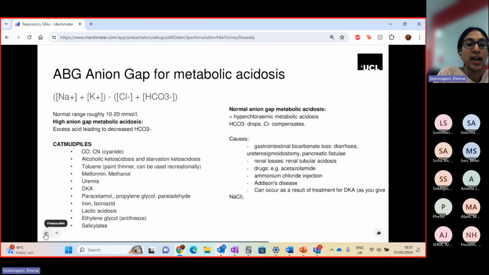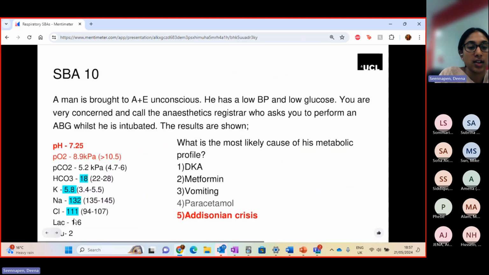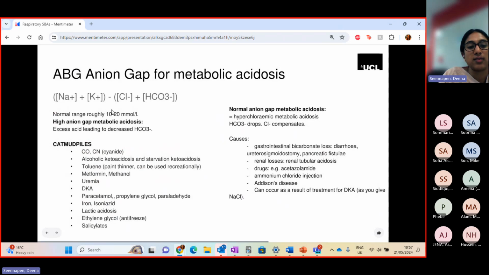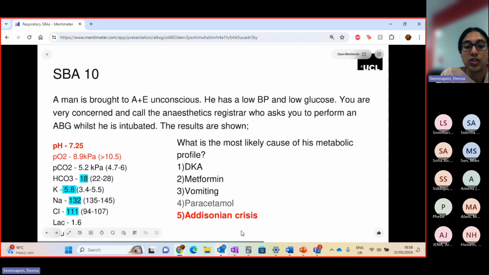So working out your anion gap is your sodium plus your potassium minus your chloride plus your carbonate. If you do the calculation, it's like 137, 29, so about 7 or 8 is your anion gap, which is a relatively normal range. It's not a massive anion gap, 10 to 20 being normal. So from that ABG, you get to know that it's a normal anion gap. And then we go on to think about the causes of that. And actually, there's only one in that list that's really a cause for it, which is the Addisonian crisis.